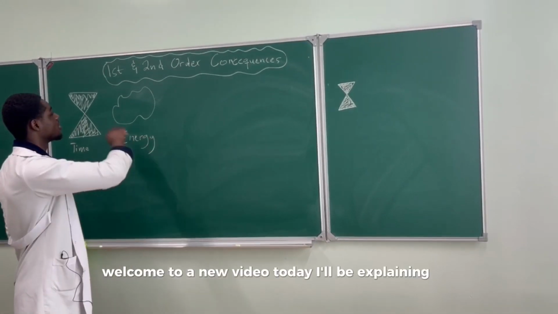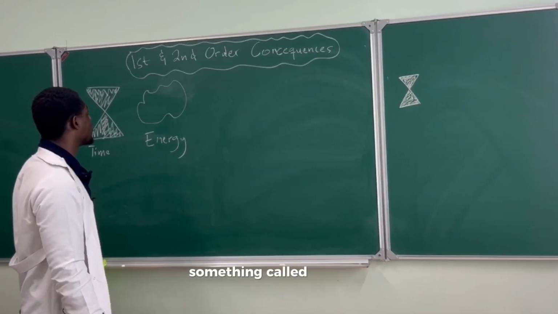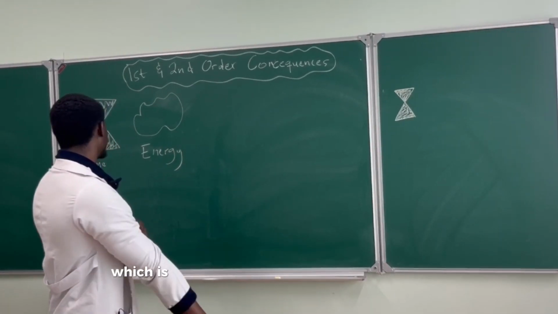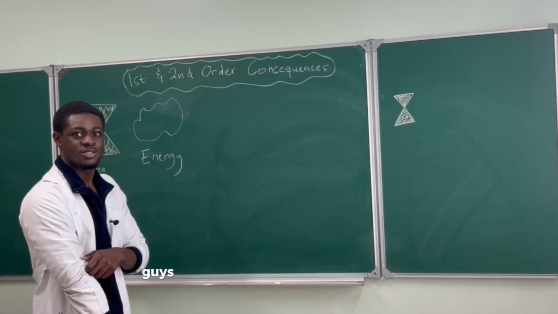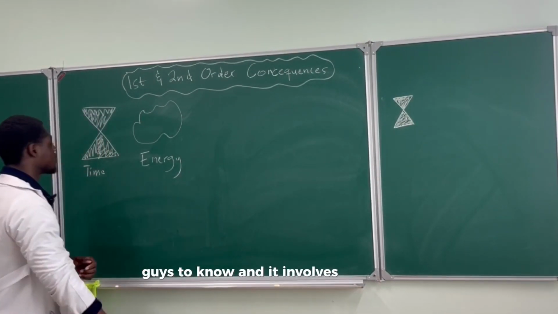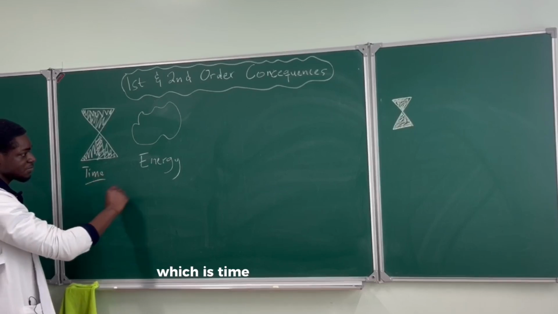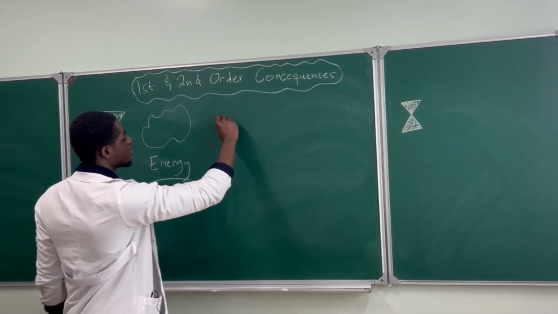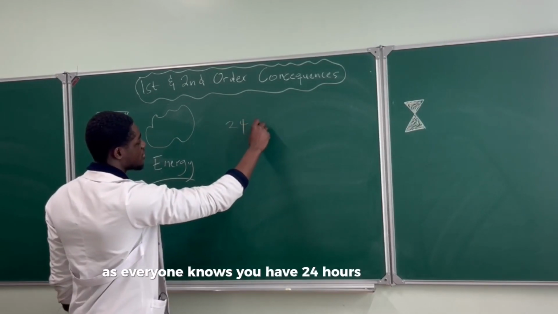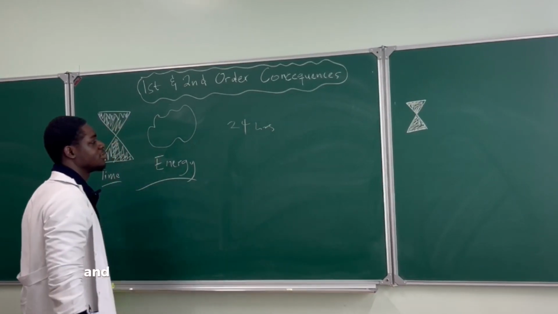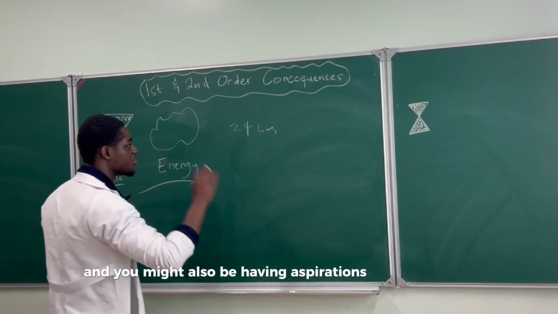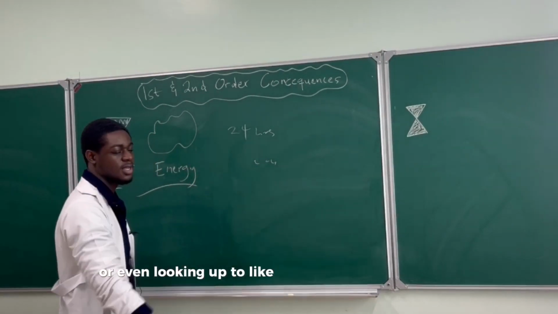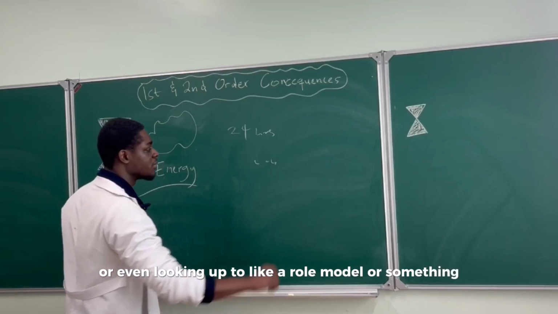Today I'll be explaining something called first and second order consequences, which is very important for you to know. It involves two things: time and energy. As everyone knows, we have 24 hours in a day, right? And you might have aspirations and dreams to become someone, or you might be looking up to a role model or something.